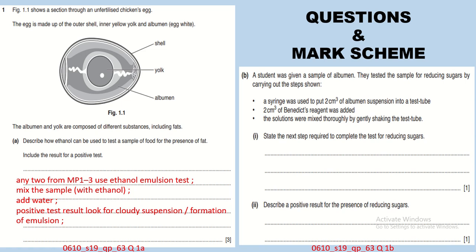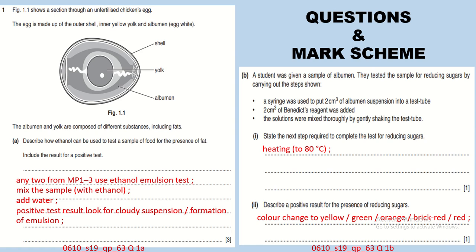If you remember from the table we just reviewed, the next step is to heat. Okay, now you heat in a water bath, and then remember the temperature required or recommended is 80 degrees Celsius. But once you mention heating, you get your mark here. Okay. Alright, and the next one is the positive result to show that reducing sugar is present.